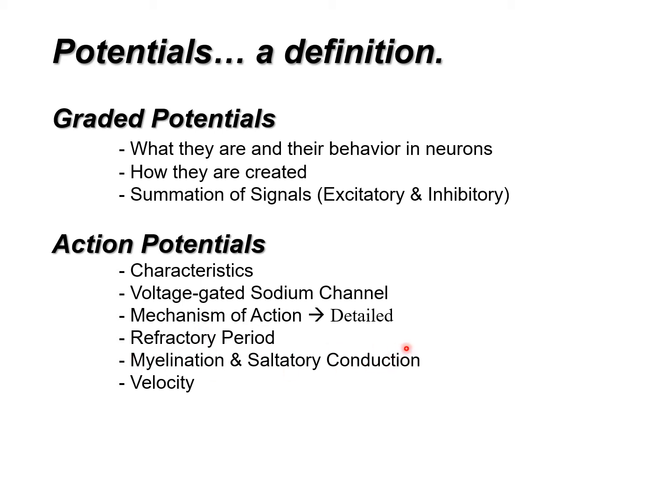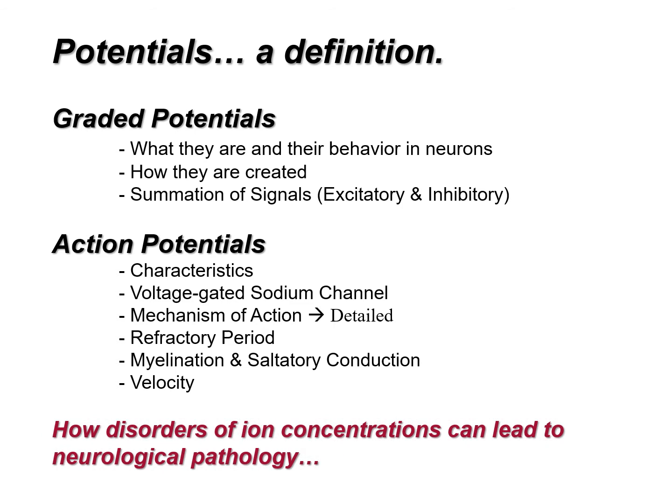We'll talk a little bit about saltatory conduction, myelination, and getting to velocity, which is our planned lab for this week. Again, it's going to be a virtual lab. We're going to give you some data and then have you calculate velocities and see the difference and so forth along those lines. Love to do that lab in person, but till we get to that time, we'll go with the virtual lab. Then lastly, just at the end of the slide, we'll talk about how disorders of ion concentrations can lead to pathologies of neurologic function.